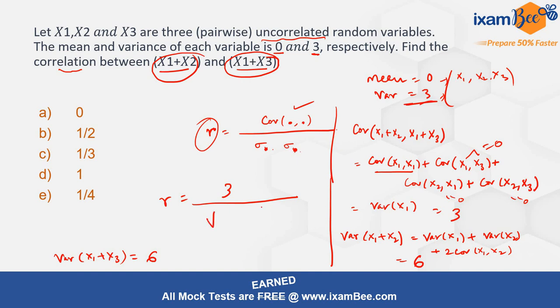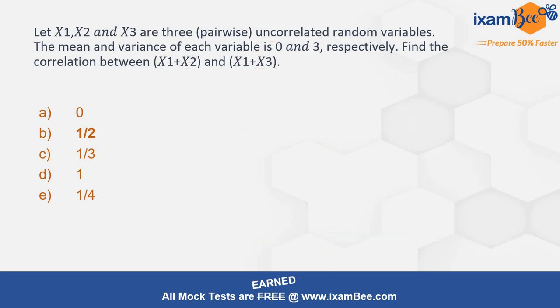So you have the square root of 6 times 6 in the formula, because we have to take the standard deviation, so the square root. So this is going to be 3 by 6, which is half. Hence the answer is option B, 1 by 2, for this question.